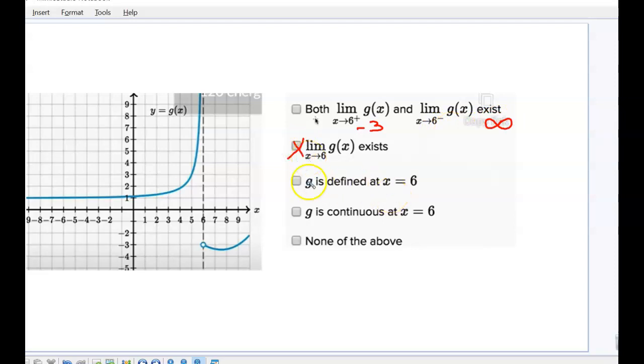G is defined at x equals 6. That is not a true statement because there is no solid dot on 6. G is continuous at x equals 6. No, that is not true as well. And neither could you really say that top one because the limit is unbounded here, so there really isn't a limit as x approaches 6 from the left. So the answer really to this question would be none of the above.